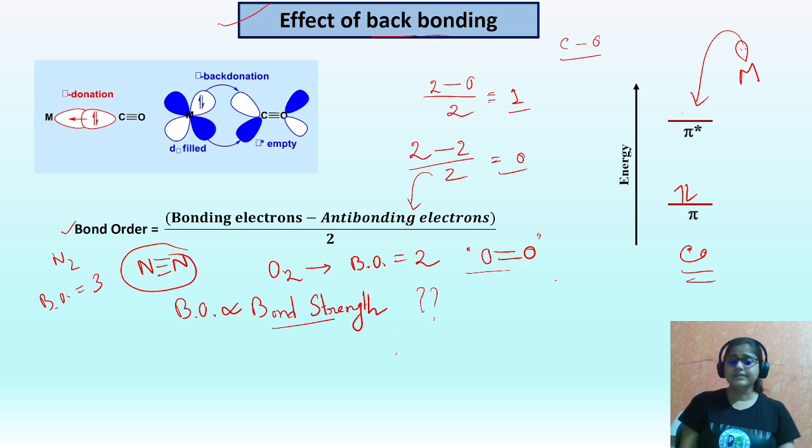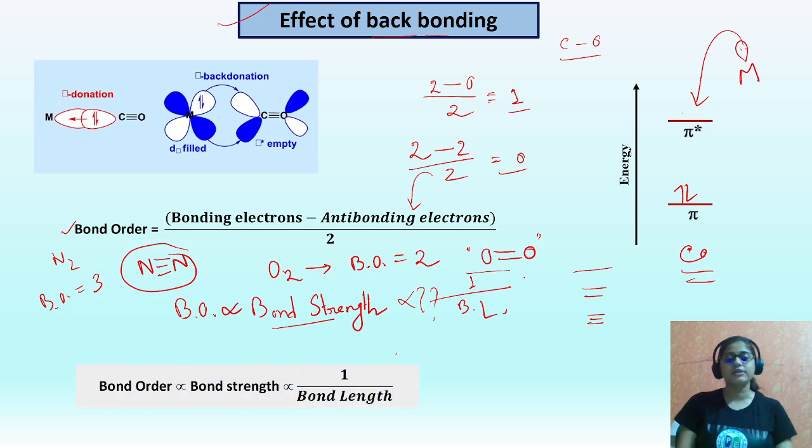Think about it. For a single bond, this we also know: single bonds are much longer, and when a double bond is there, the length becomes shorter, and the triple bond length is even smaller. So when bond order is increasing, from 1 to 3, like a triple bond, the bond length will decrease. So bond order is inversely proportional to the bond length. That is an important relation. Please remember this: bond order is proportional to the bond strength and proportional to 1 by bond length. So when bond order is increasing, bond length will obviously decrease.